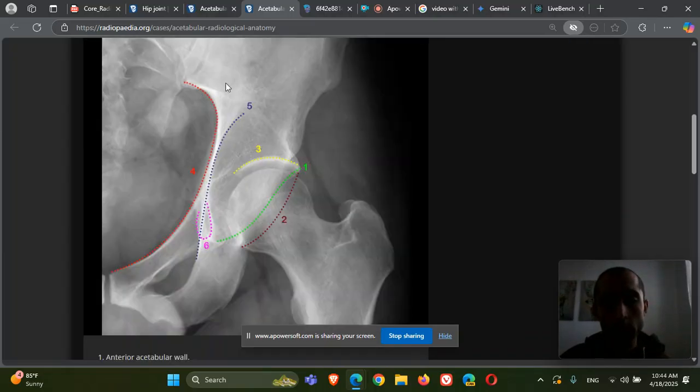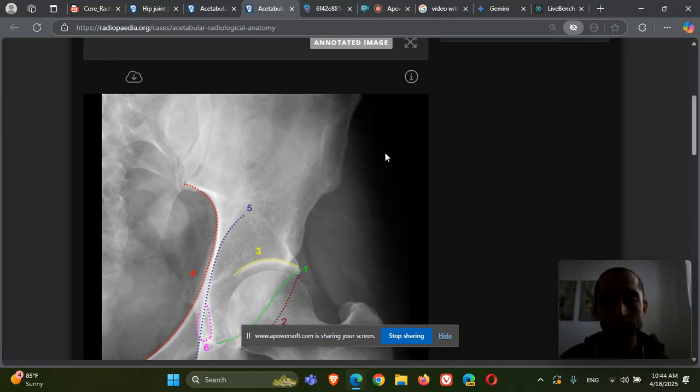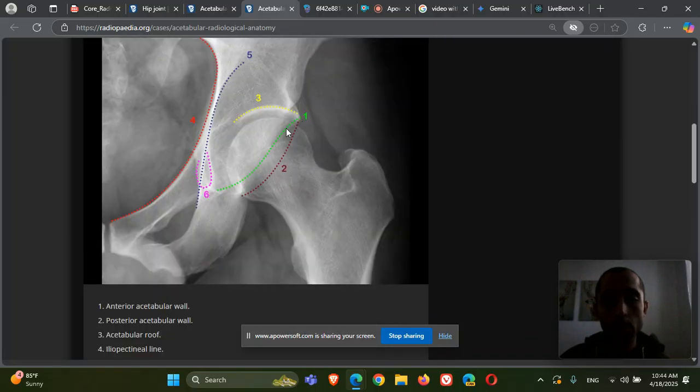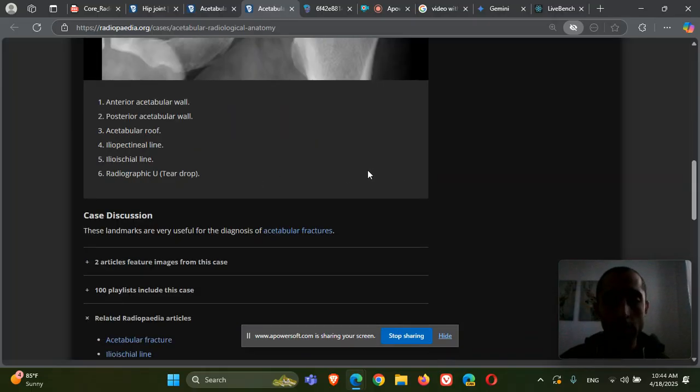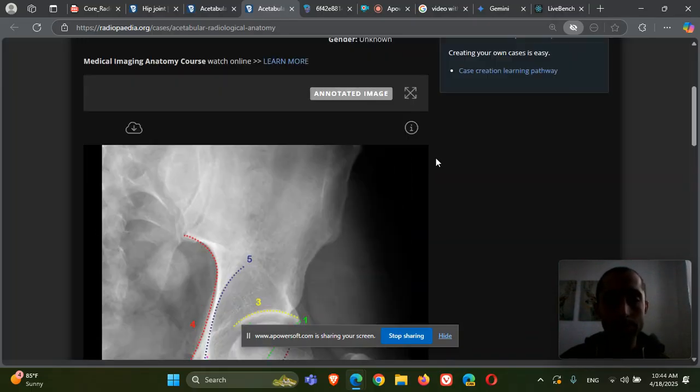Now also, those are the lines important to note because in a fracture you will see that this line can be disturbed and you know that there is a roof involvement. This line can be disturbed, this line. In some variants, we will talk about those lines 1 and 2, which is the anterior acetabular wall, which is 1, and the posterior acetabular wall, which is 2, can cross one another, and we will see this.